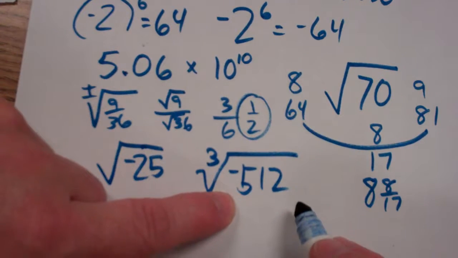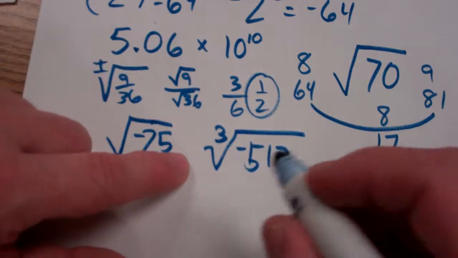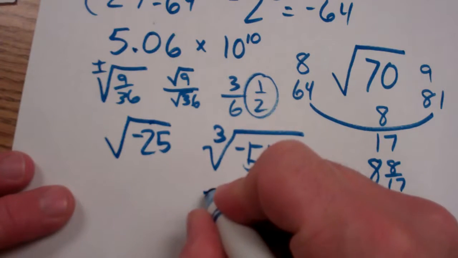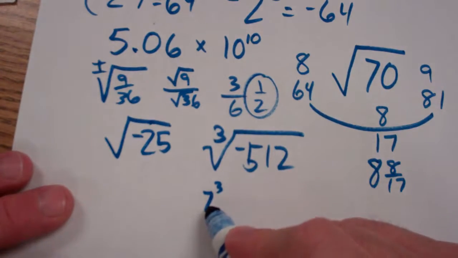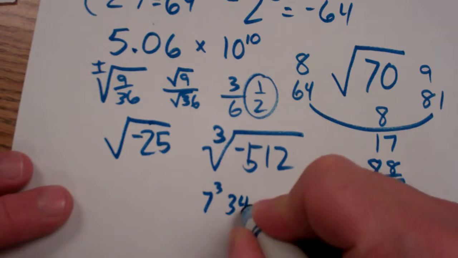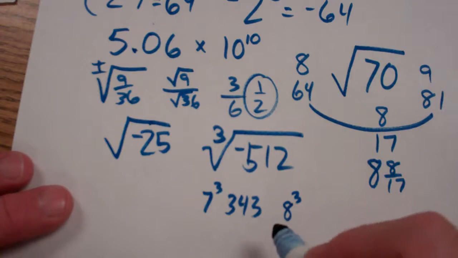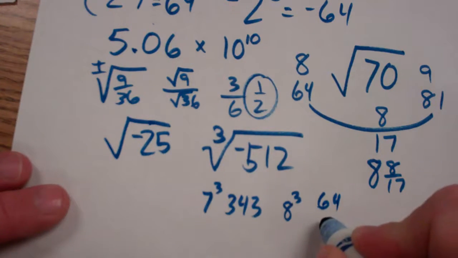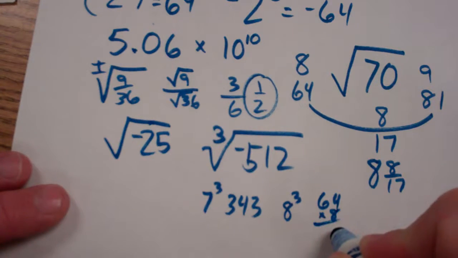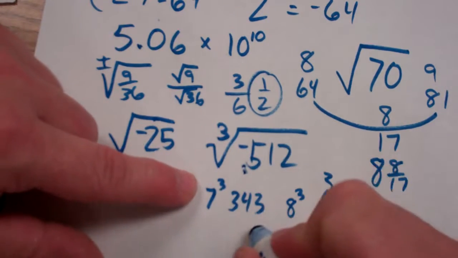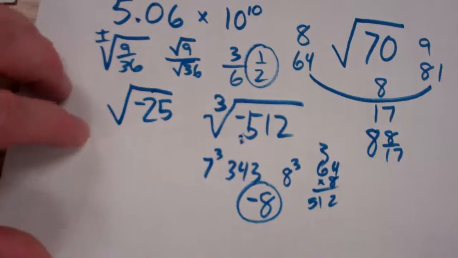So I want to know what times itself again times itself again got me negative 512. Well, you might not know which one that is, so you would work with some of them that maybe you know. 7 to the 3rd power. 7 times 7 is 49, times another 7 is 343. So maybe we try 8. 8 to the 3rd power. Well, 8 times 8 is 64. 64 times 8 again. Look what we're going to get. 512. So it is 8, and it's negative 8, because the cube root of a negative number will be negative.